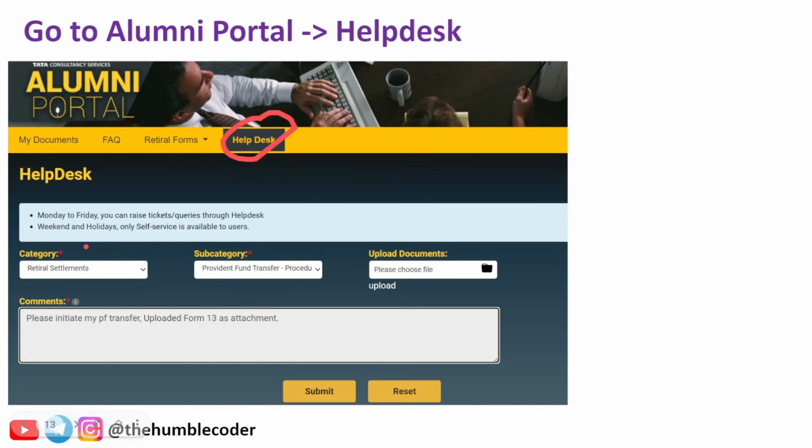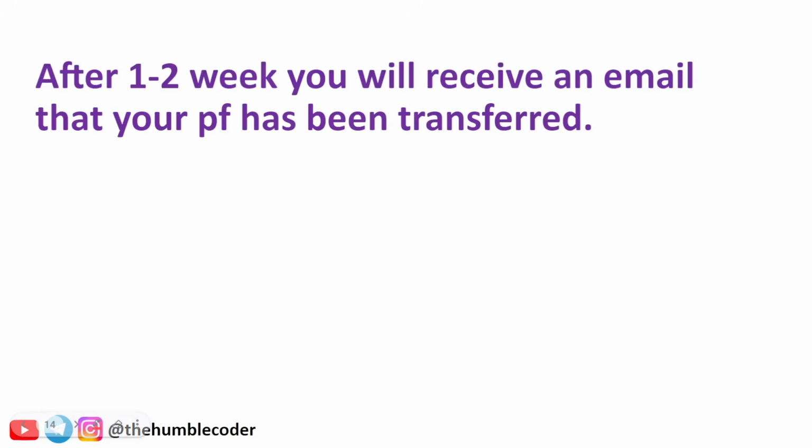Okay, your details should be: the category that you have to mention is retirement settlements, subcategory should be provident fund transfer procedure, and you have to upload your form 13 here, okay, which you have signed. So once you upload that form 13, then you have to add a comment, that is please initiate my PF transfer, uploaded form 13 as attachment. Once you do that, you have to click on the submit button. Okay, after clicking on submit, after 1 to 2 weeks, you will receive an email that your PF has been transferred to the new company.